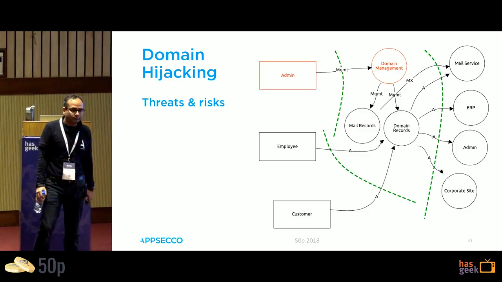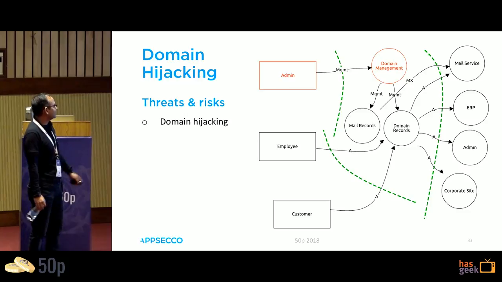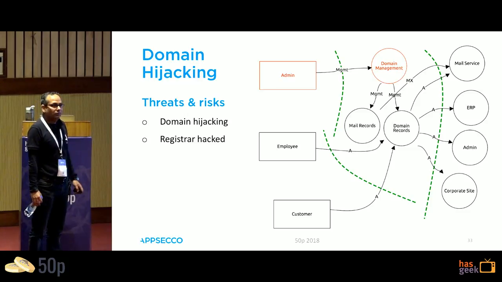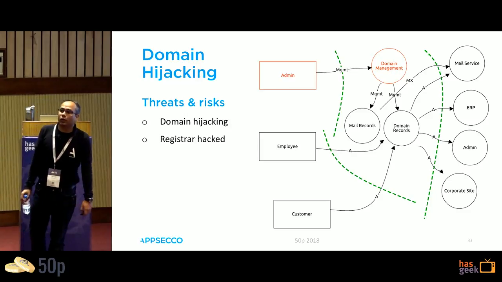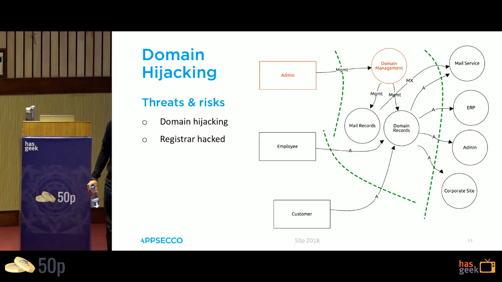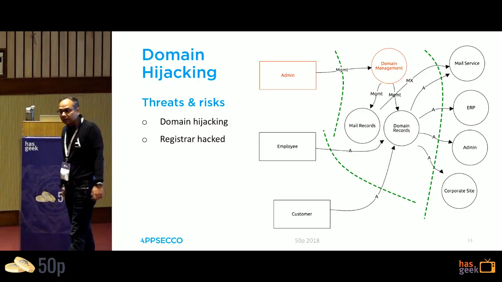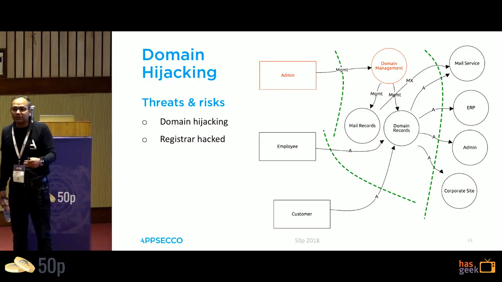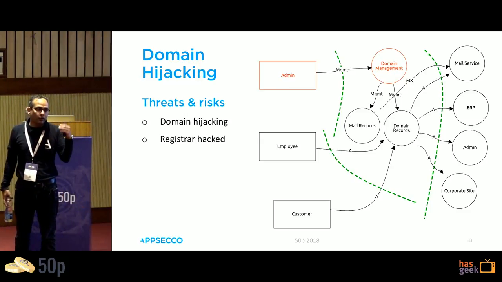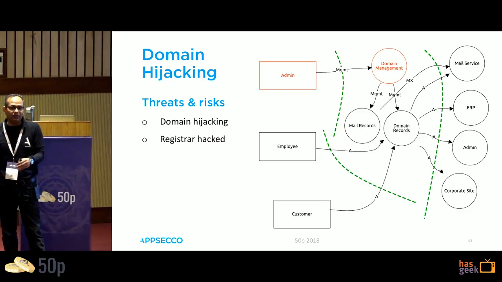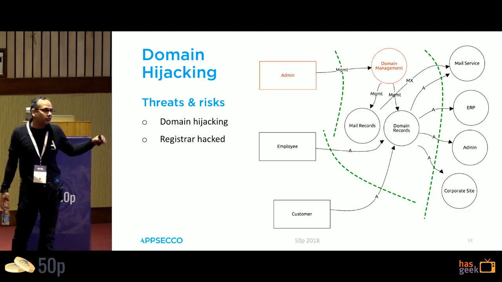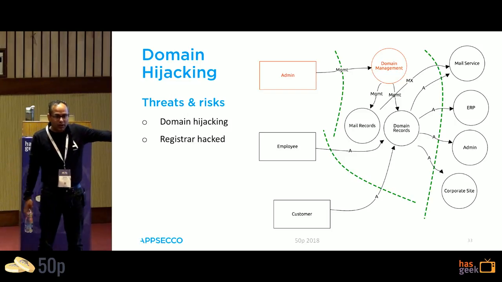That's how we have translated what's an offline security construct online. So it's important. What are the threats and risks? Hijacking. Sometimes registrars get hacked. This has happened to a bunch of security companies. This has happened to large internet providers, where the provider they had registered the domain with was hacked, which enabled changing of records.